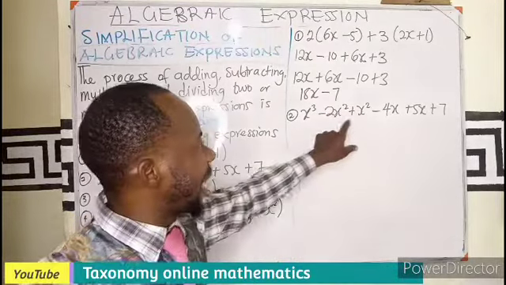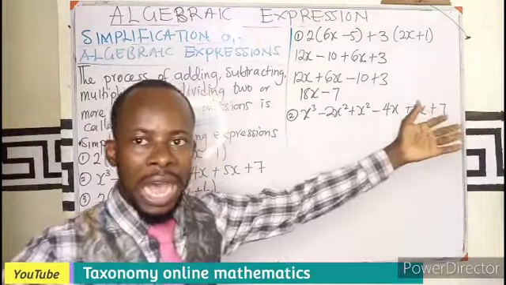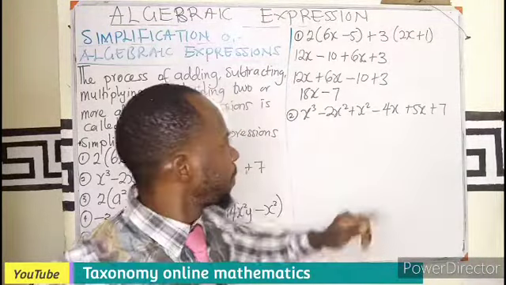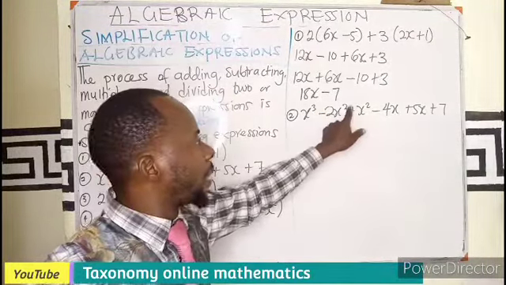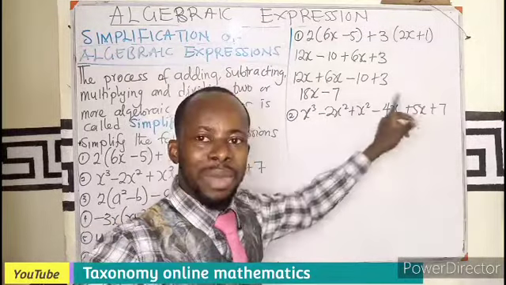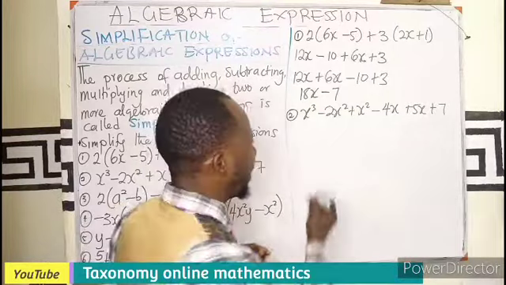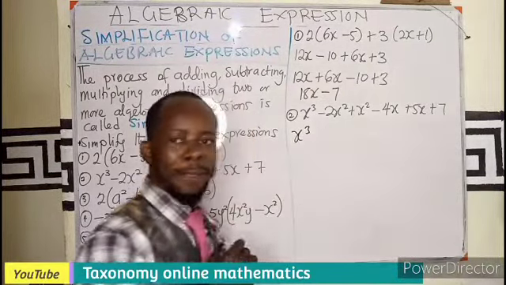So I have x, x, x, x throughout. I have to check whether all the x have the same power. This is power 3, power 2, 2, 1, 1. Meaning the power 3 is only 1, so we don't have like terms. So we maintain our x to the power 3.